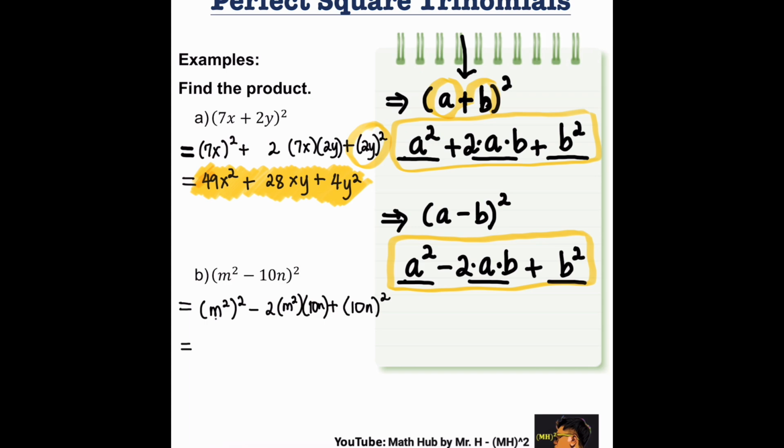So m squared times m squared, just simply multiply the 2s. 2 times 2 is 4. Next, we simplify the middle term. Copy the sign negative. So 2 times 10 is 20. m squared times n is m squared n. You just copy. And the last term we square. So 10 squared, 10 times 10 is 100. n squared. All right, and that is our answer.